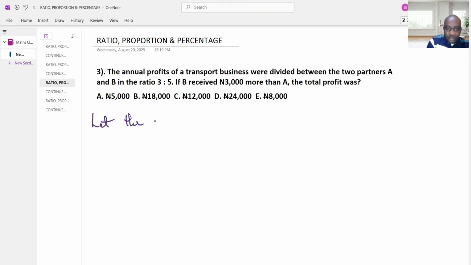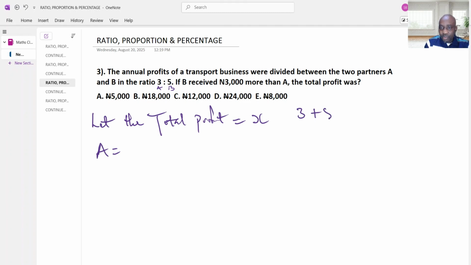Let the total profit equal X. We don't know it. And A, what's A going to get? A is ratio 3, B is ratio 5. Now, A is 3 according to their ratio. What is the total of their ratio? 3 plus 5 is 8. This one is A, while this one is B.